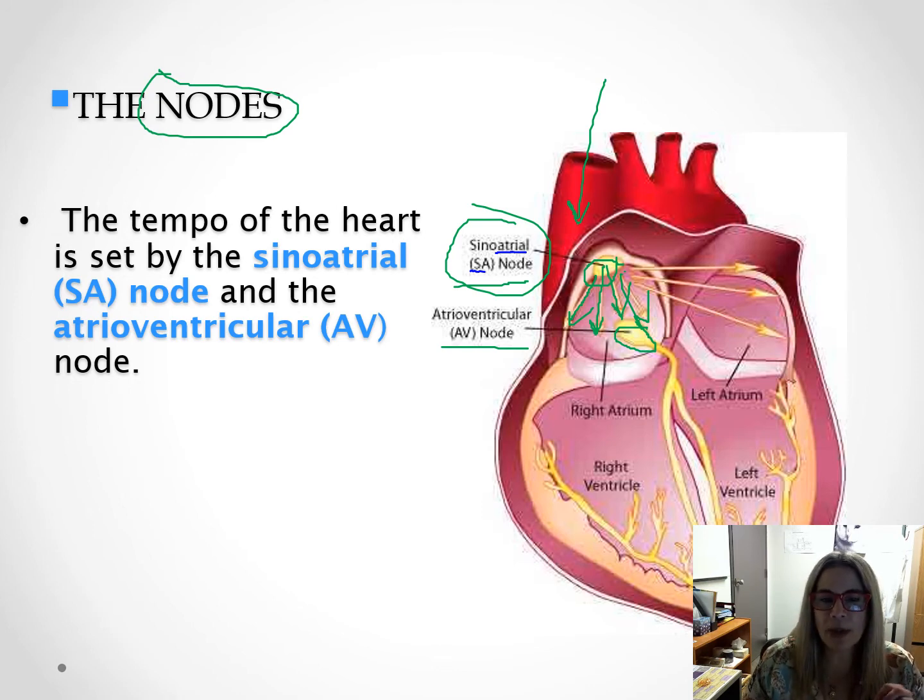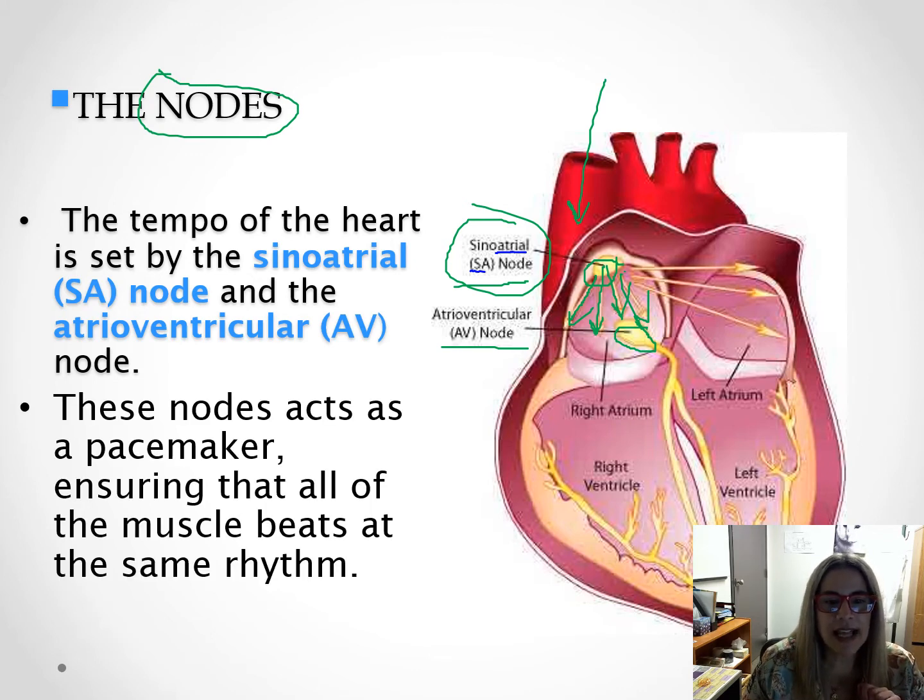So when we talked about our medulla oblongata, the medulla oblongata communicates with the SA node, and then the SA node will send electrical impulses out to the rest of the heart to keep our heart beating smoothly. Okay, so that's one important thing. The next thing you can see is that the other node, the AV node, also acts as a pacemaker, but the SA node is the primary pacemaker.